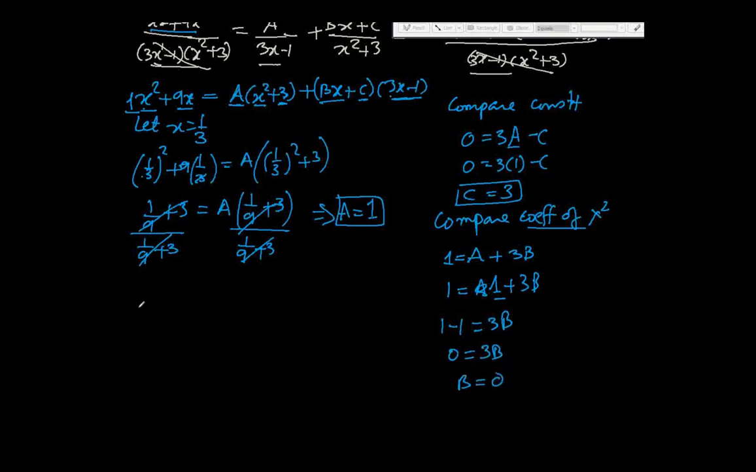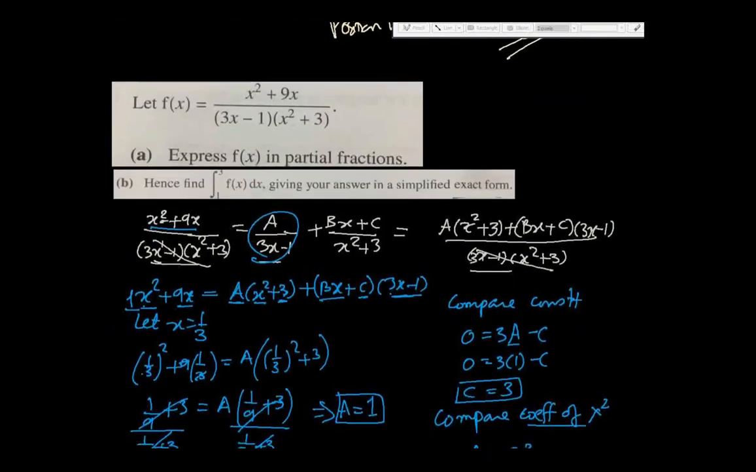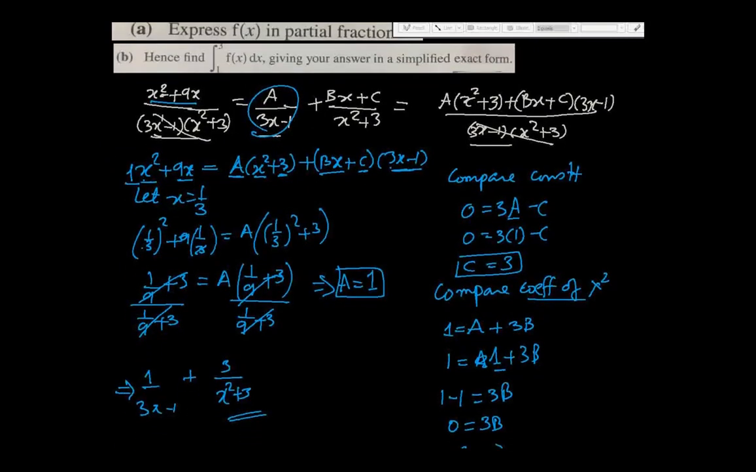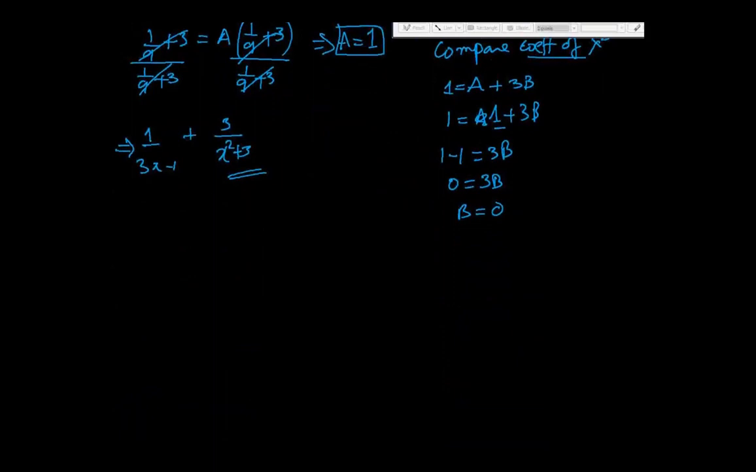Alright, so finally our partial fraction becomes A over 3x minus 1. A is 1, so that becomes 1 over 3x minus 1. B is 0, so we will not write it, we will just write C, and C was 3, positive, over x squared plus 3. That is our partial fraction. Now in the second part, they are saying, hence find the integration of this function from 1 to 3 and simplify to exact form. Okay, so let's try to do this.